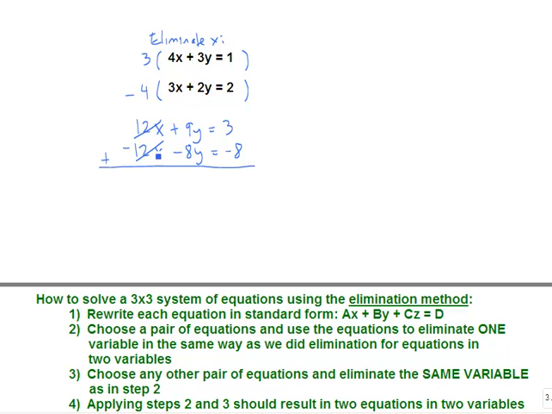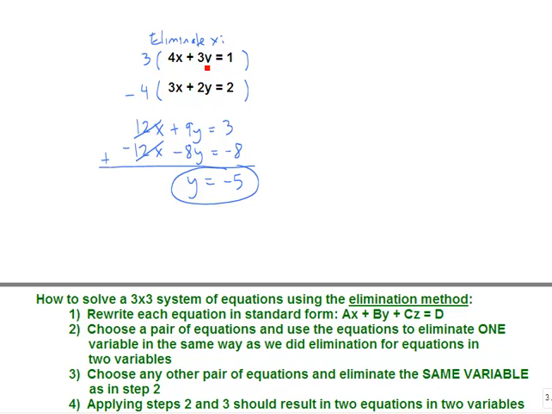12x minus 12x, those should cancel out. 9y minus 8y is 1y, or just y. And 3 minus 8 is negative 5. So here's my y. We now know y. So what we need to do next is find x. So to find x, you go back to your original two equations, pick the one that looks easiest to work with, and substitute in negative 5 for y, so you can solve for x.